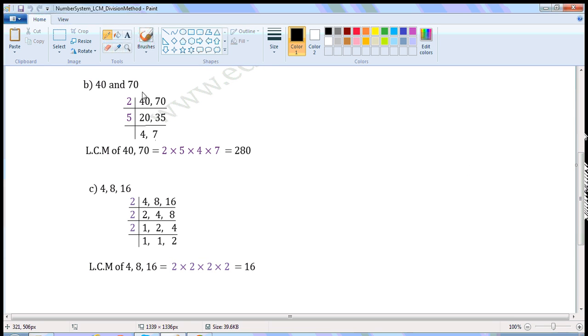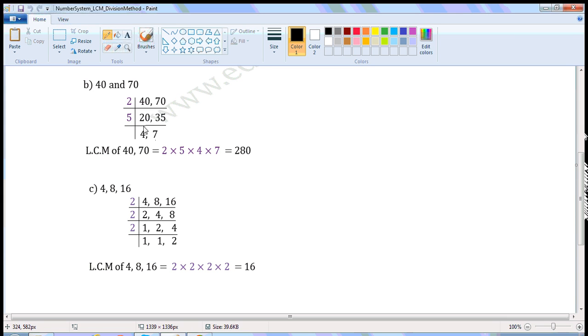Next set of numbers 40, 70. Write 40 and 70 here. Divide them with the smallest prime number possible, which divides both the numbers. So 2 divides 40 and 70. So write 2 here. 40 when divided by 2, we get 20 as quotient. 70 when divided by 2, we get 35 as quotient.